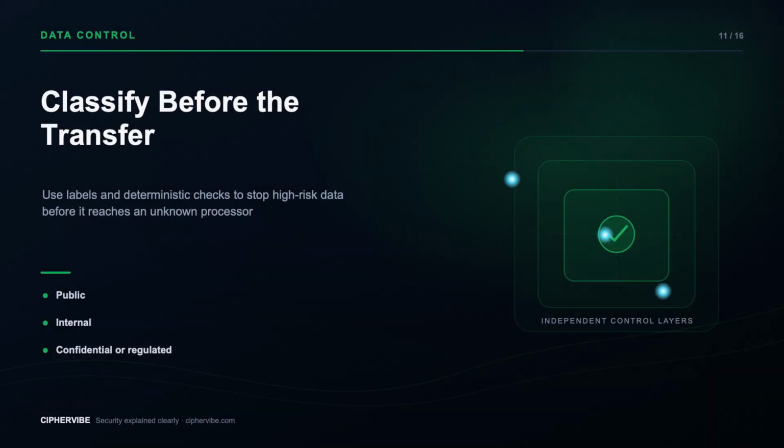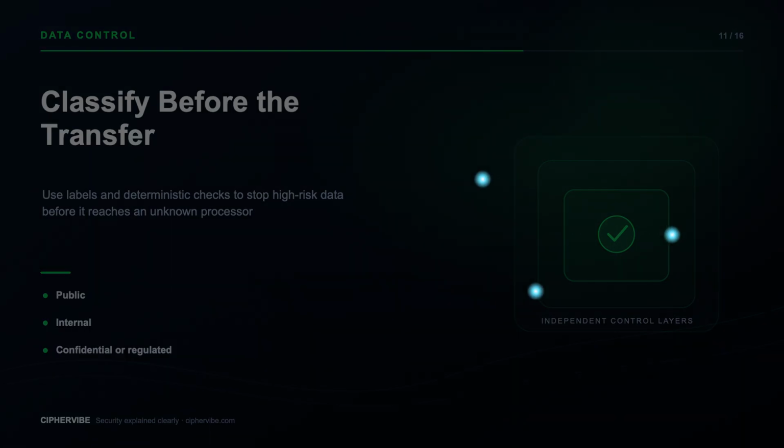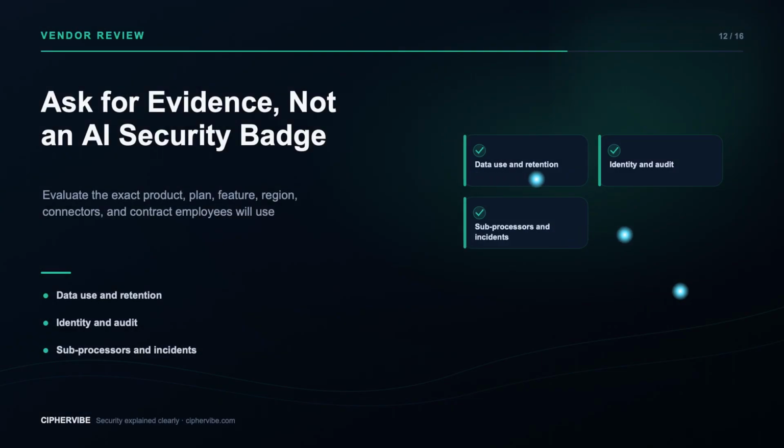Put the decision before the data leaves. Classify content as public, internal, confidential, or regulated. Apply deterministic checks for secrets, identifiers, source repositories, legal documents, and protected records. Allow low-risk use where policy permits, warn or redact when context matters, and block prohibited transfers with a clear explanation and an approved alternative.